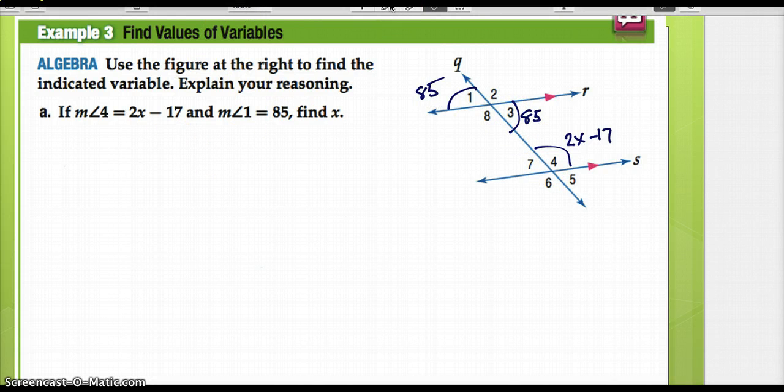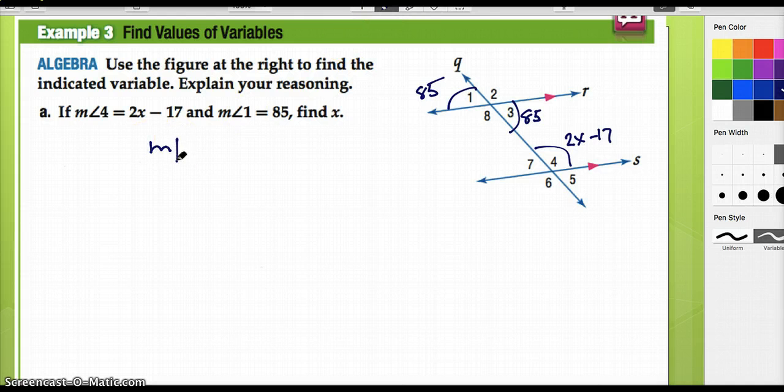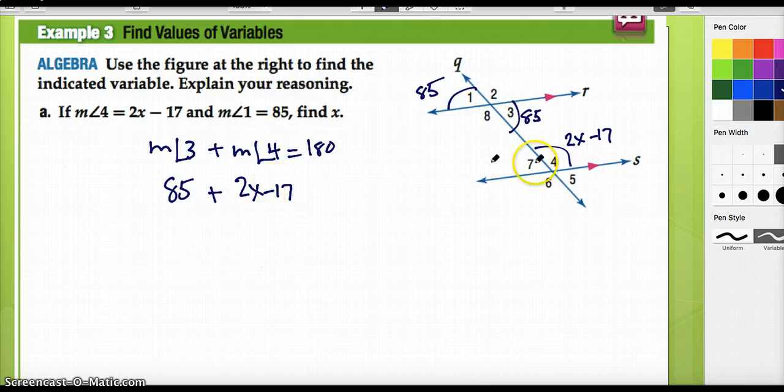What that tells me is that the measure of angle 3 plus the measure of angle 4 must equal 180 degrees, right? Angle 3 and angle 4, consecutive interior angles. They're supplementary. Their measures add up to 180. Therefore, this angle being 85 degrees and this angle being 2x minus 17 degrees tells me that the sum of those two values will be 180.